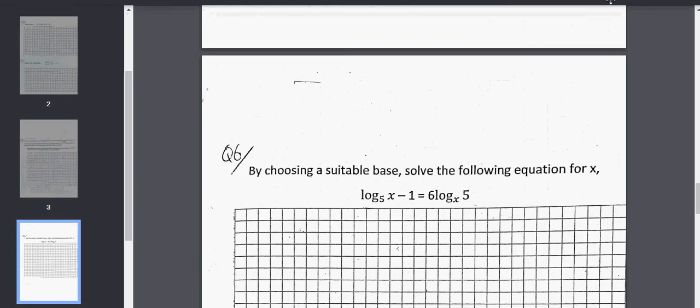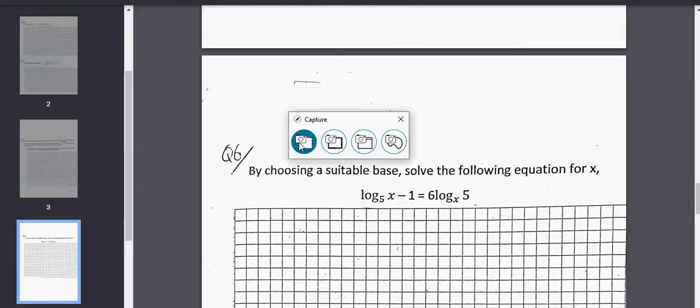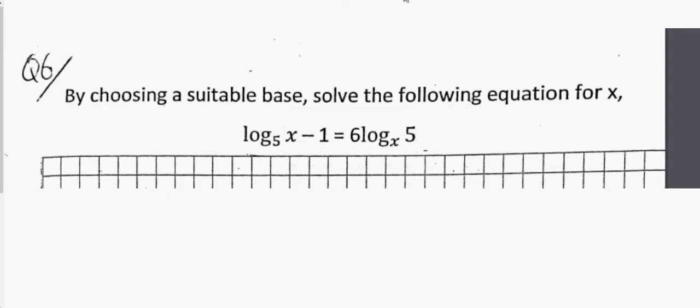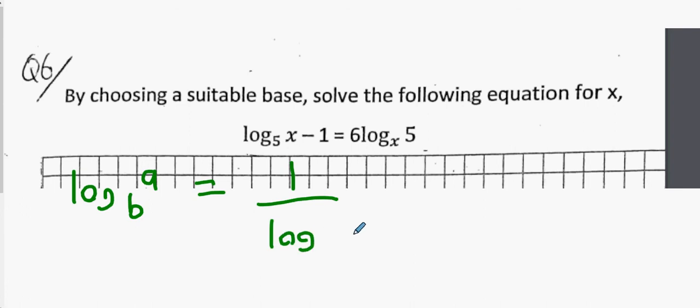Now, oddly enough, a few of you did quite well. Alright? Now, there's a really, really difficult way and a really, really easy way. Okay? The general rule is this. Log a base b is the same as 1 divided by log b base a.